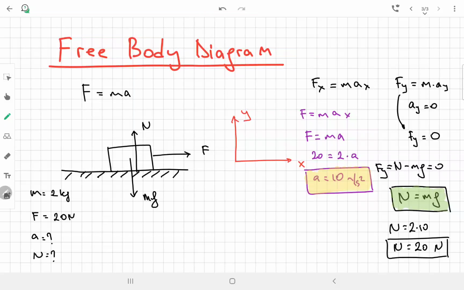This is how it works. This is how you need to solve the problems. Of course, this was just a simple example. We will make it a little bit more difficult further.